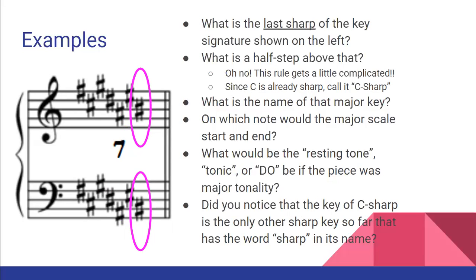Again, you can find this in your fingering chart or on a piano, but there's a really big hint here. We know that this can't be the key of C because the key of C has 0 sharps, not 7. So if you see 7 sharps, you are in the key of C sharp. This arrow is serving as a reminder. Did you notice that the key of C sharp is the only other sharp key so far that has the word sharp in its name?